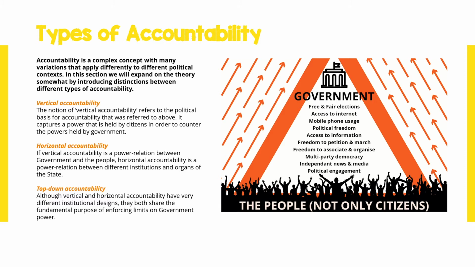The second type of accountability is called horizontal accountability. If vertical accountability is a power relation between government and the people, horizontal accountability is a power relation between different institutions and organs of the state. Then we have what we call top-down accountability. Although vertical and horizontal accountability have very different institutional designs, they both share the fundamental purposes of enforcing limits on government power.